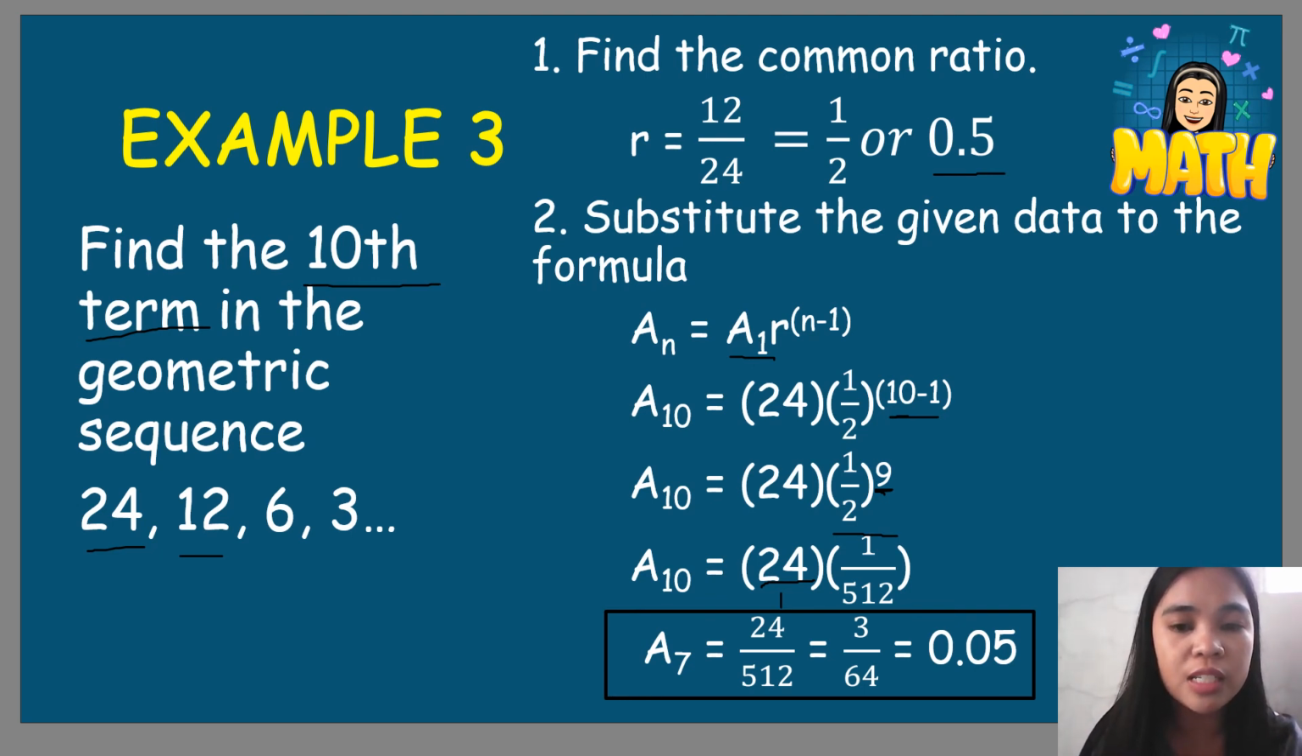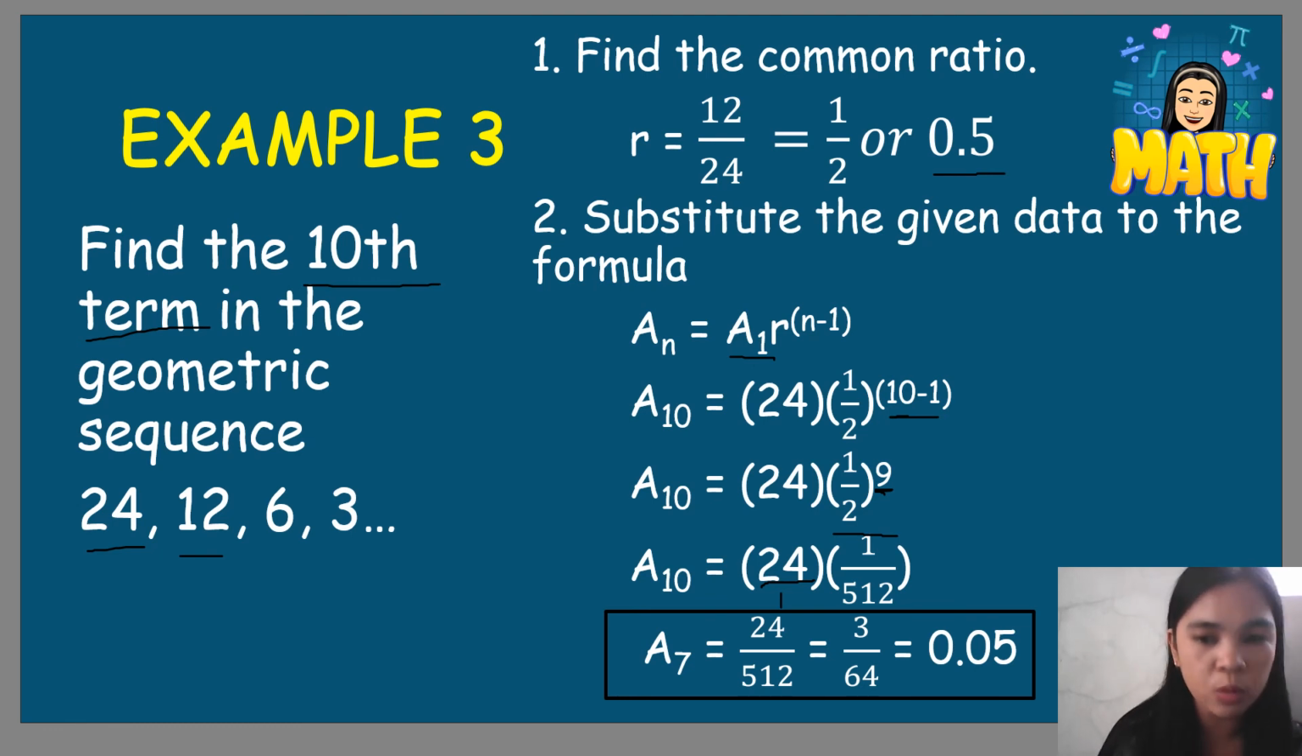Ngayon, yung 3 over 64, kung gusto nyo siyang i-divide, so 3 divided by 64 is equal to 0.05 or 500. So, therefore, yung sagot natin is 3 over 64, yung 10th term ng geometric sequence na 24, 12, 6, and 3.